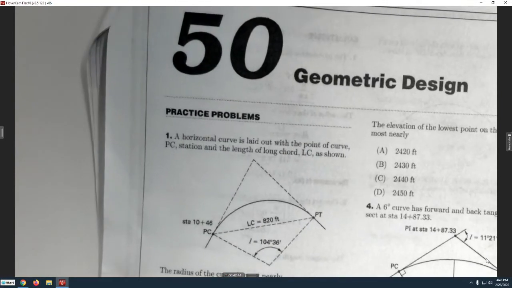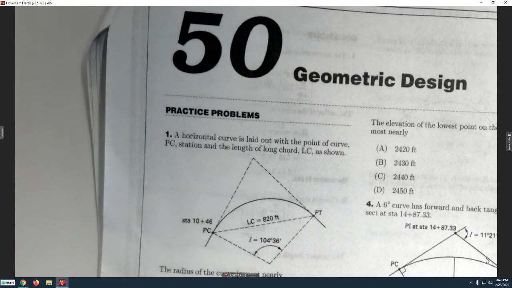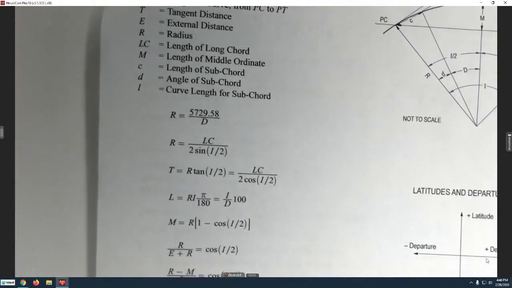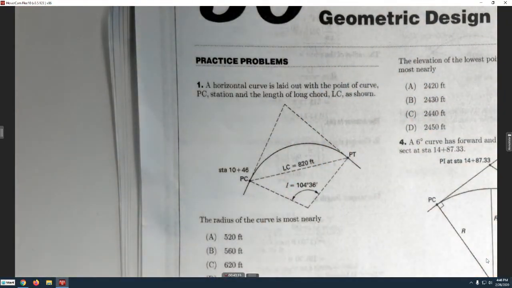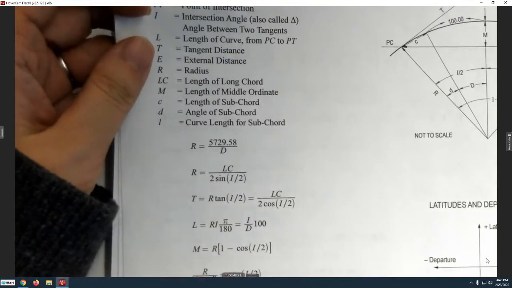And then another key section is geometric design. Geometric design on your reference book is covered quite extensively, I think. It could be the horizontal curve. Horizontal curve is on page 181. It could be the vertical curve, which is covered on page 182. Okay, vertical one here, all the equations for horizontal ones are here.